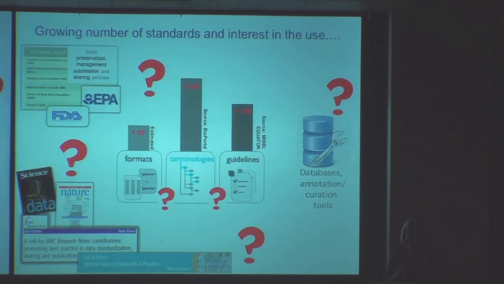This is really good because it's important to standardize information so that it can eventually be better transformed into RDF. But the problem is that the number of standards out there is growing, and there is a growing interest as well. There are approximately 50 formats, over 250 ontologies using BioPortal to count them, and over 150 checklists. We're using the MIBBI portal that we established a couple of years ago to collect the checklists, and EQUATOR, which collects checklists in the clinical area.